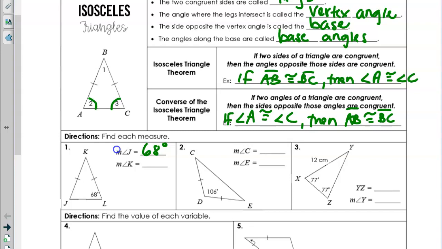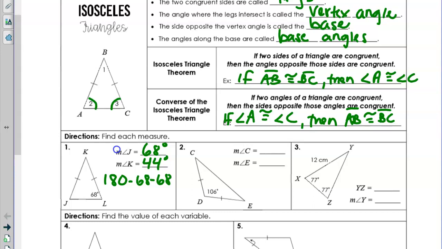68 plus 68 is 136. Yeah, so 180 and then subtract the 2 knowns. And what do we get? How many of you have calculators? 44, exactly. Okay, so that's an example where they give you one of the base angles, and that's how we're going to find the other two. If you look at number 2, what angle are they giving us?